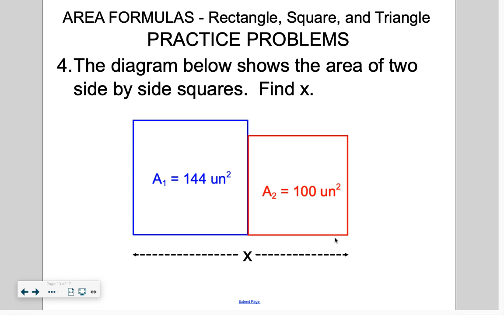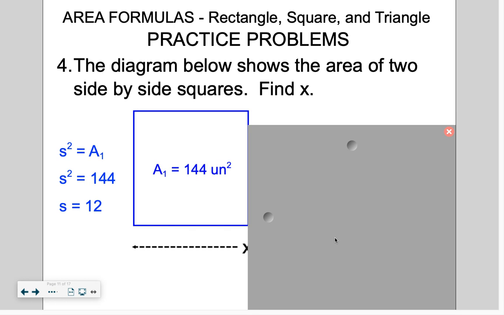So why don't we start with the blue one? Well, the formula for area of a square is side squared again. This one just means I'm dealing with this square one, the one that has no real mathematical meaning. And side squared would have got you 144. Well, take the square root on both sides. Some of you might have that number memorized, which is great. Either way, the square root of 144 is 12.